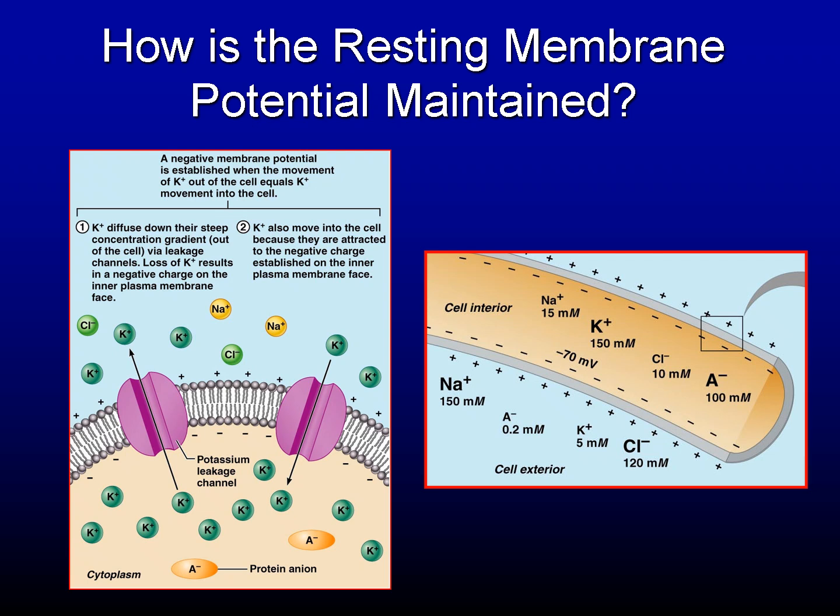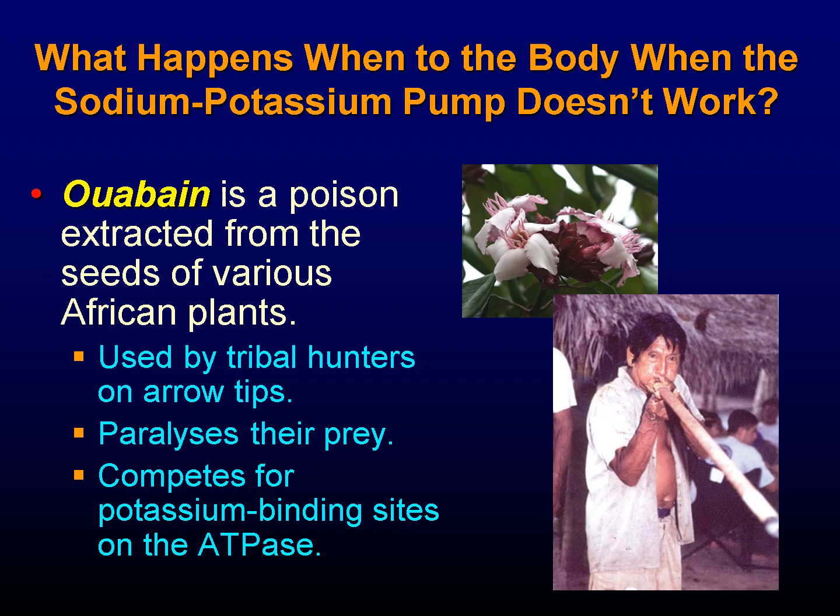Notice both the charge differential as well as the differences in the concentration between the various ions inside and outside the membrane. The resting membrane potential is maintained by the sodium-potassium exchange pump, which uses ATP to return the relative concentrations of sodium and potassium across the cell membrane to a steady state of disequilibrium. How do we know this?